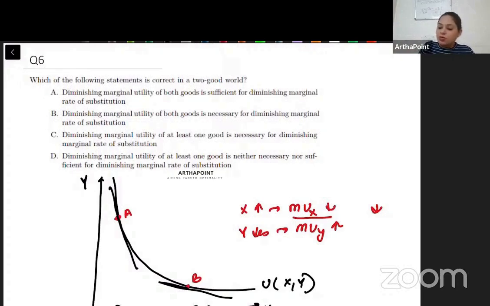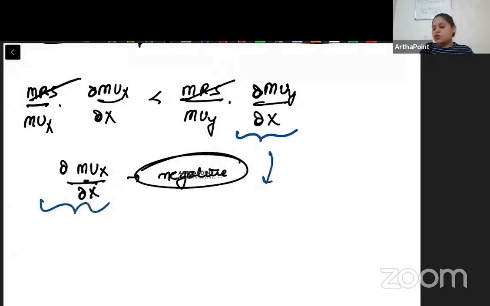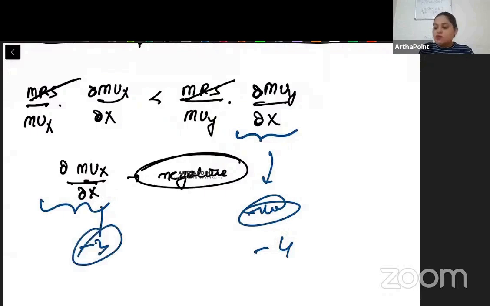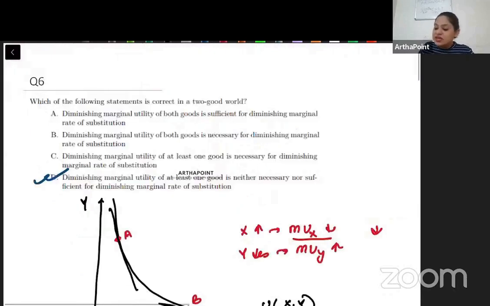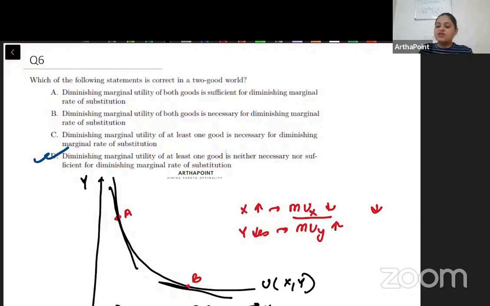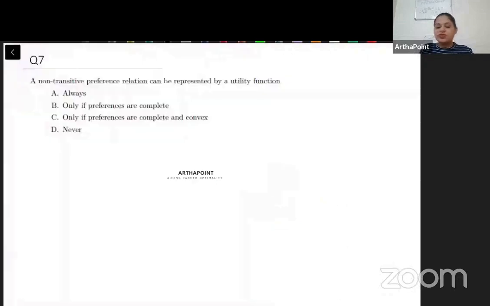So we are going to go ahead with option D because I need more information on that. I need to know the sign of this. I cannot comment on diminishing MRS just based on this being negative. This can also very well be negative and it can be -4 when this is just -3, right? So we cannot comment on this further unless we know the sign of the other term. So it is neither necessary nor sufficient for diminishing MRS. Okay, come to the next question.